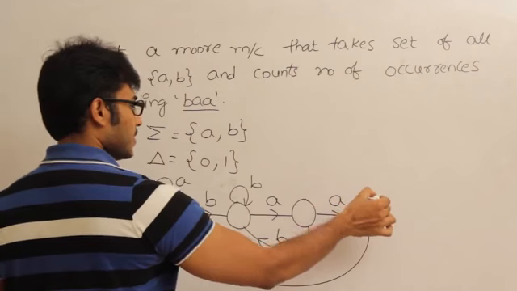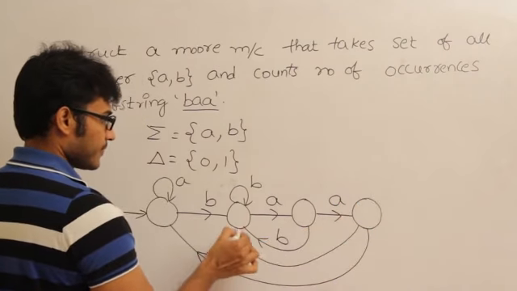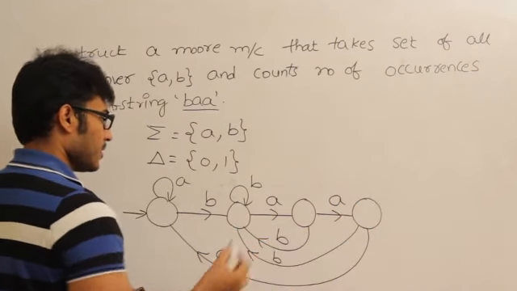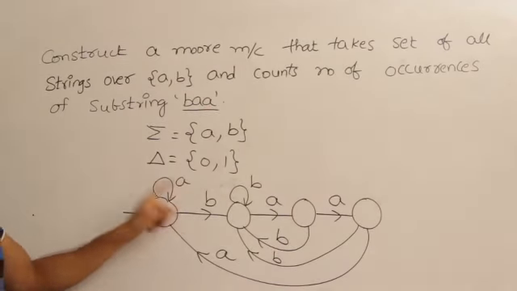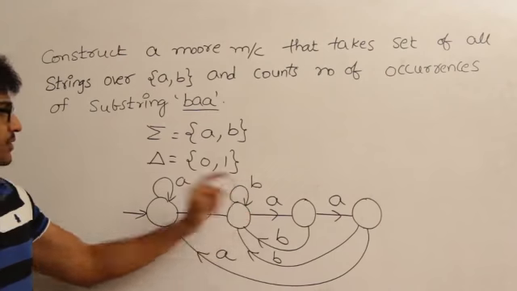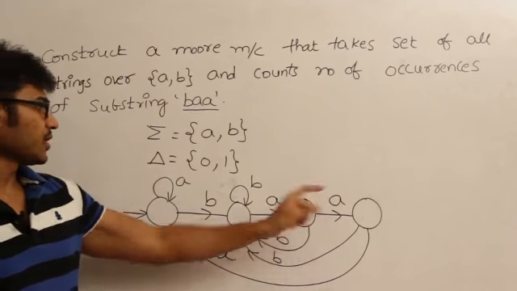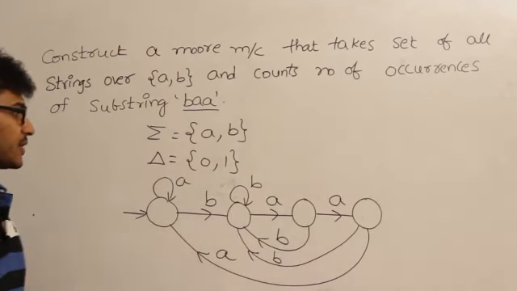If I see a B, I have to come back here. Okay, so this is the deterministic machine. So check it. On small a and small b it is complete for every state.